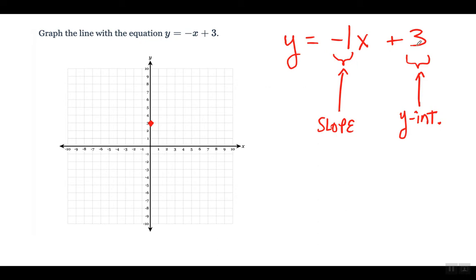The y-intercept is the point on the y-axis where the line crosses the y-axis.